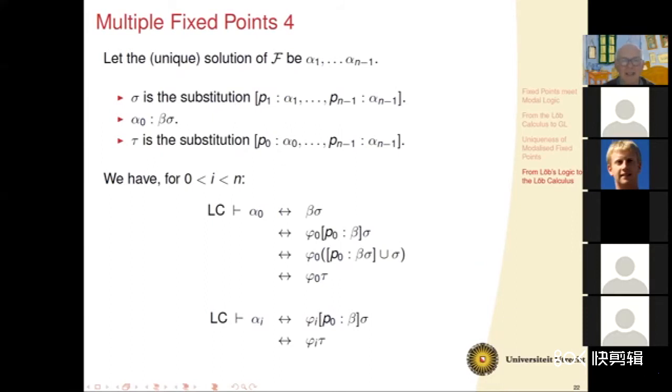So the whole algorithm works for S4, but S4 would really be adding the reflection principle to the Loeb calculus, and that would lead to inconsistency, right? So Loeb's logic is in some sense anti-reflexive. You don't want reflection. So for S4 it doesn't work, and you have to do something else. So look at a different class of fixed points, not the modalized ones.